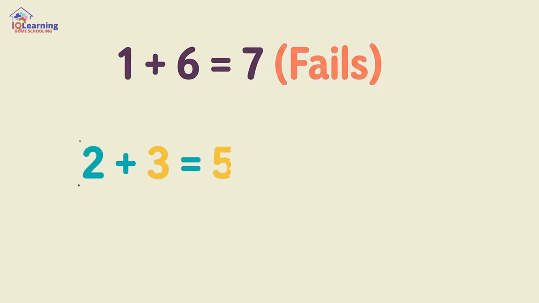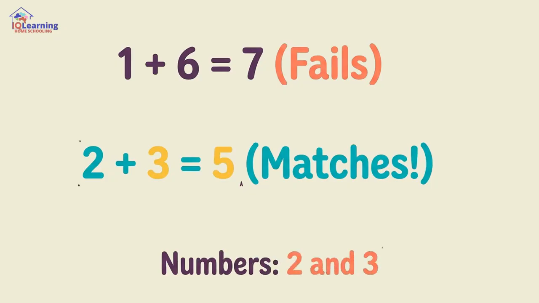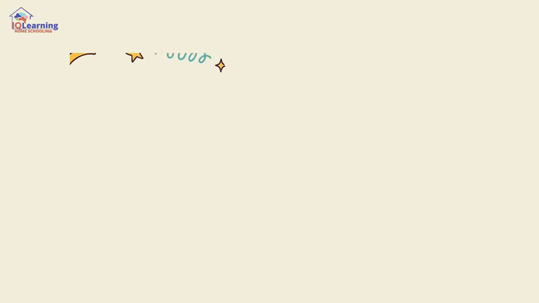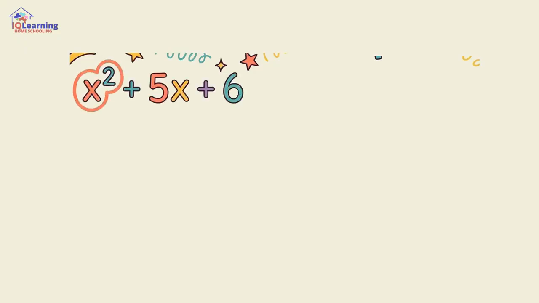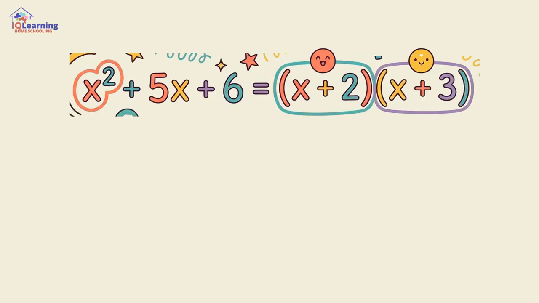Now try the next pair. 2 plus 3 equals 5. Perfect! That matches both rules. So the two numbers are 2 and 3. Now place them into the brackets. (x + 2)(x + 3). That means x squared plus 5x plus 6 equals (x + 2)(x + 3).